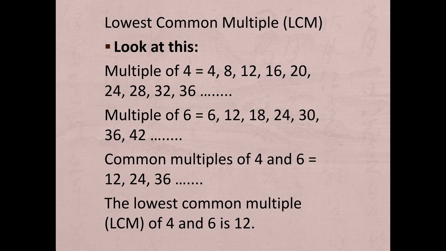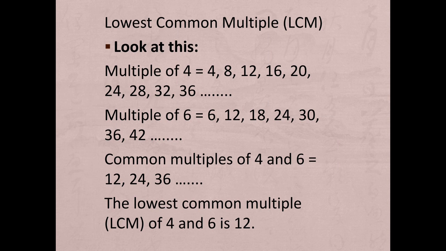Now we have to find the common multiples of 4 and 6. 12 is a common multiple, because 12 is a multiple of 4 and also a multiple of 6. Another number is 24, because 24 is also a multiple of 4 and also a multiple of 6. Therefore 24 is a common multiple of 4 and 6. Another common multiple is 36 and so on.